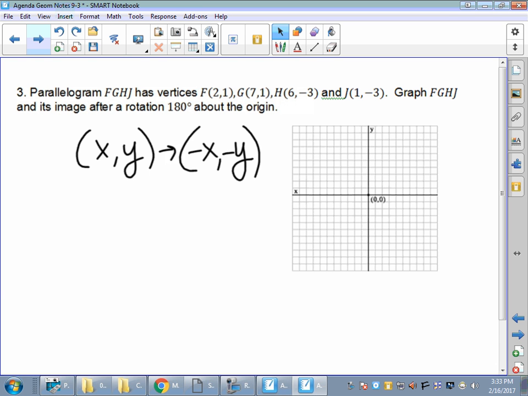So that's the end of section 9.3. I'm excited to stop here and take a break and regroup and talk about these first 3 types of transformations, and then we can start talking about dilations after that.